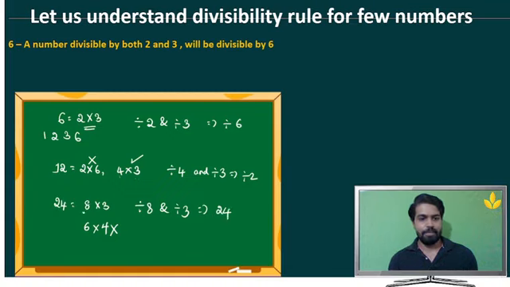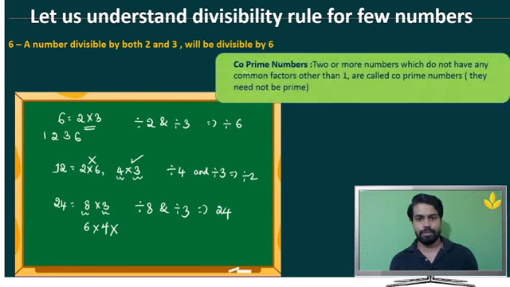So what are these numbers? These numbers do not have any common factor and they behave like a prime number when they are together. So that is why we call them co-prime numbers. What are co-prime numbers? Two or more numbers which do not have any common factors other than 1 are called co-prime numbers. They need not be prime. For example, in case of 4 and 3, 3 is prime, 4 is not. In case of 8 and 3, 8 is not, 3 is prime.